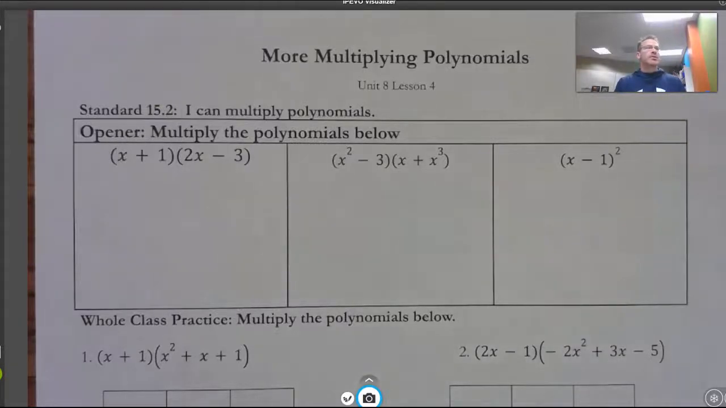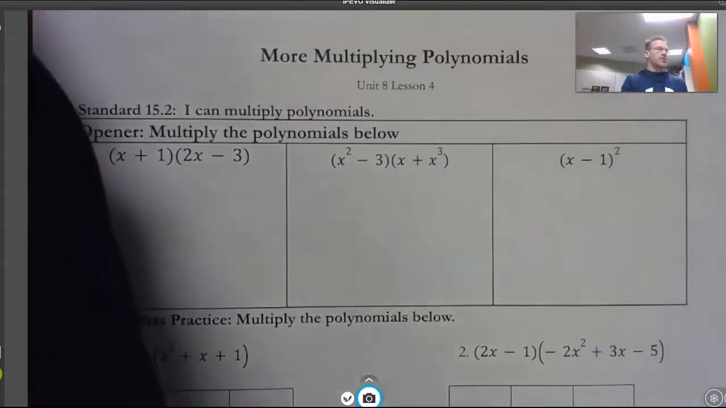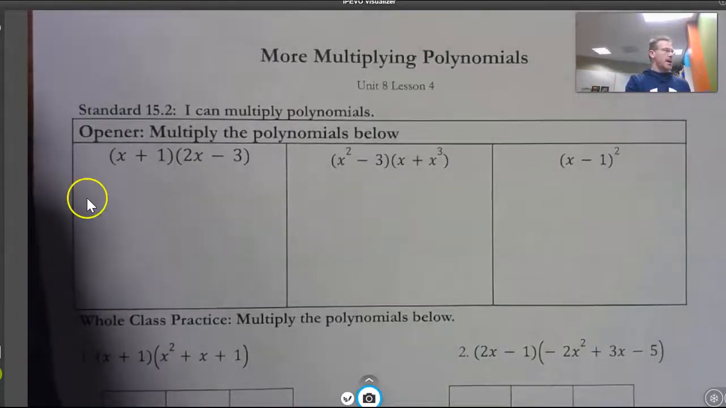All right, we're just going to continue multiplying polynomials. And what we focused on last time was binomial times binomial. So all we're going to do now is expand that to when I have a binomial times a trinomial, maybe even a trinomial times a trinomial. Binomial means two terms. So for example, this is a binomial right here, x plus 1, and 2x minus 3. So just going to expand on that a bit.